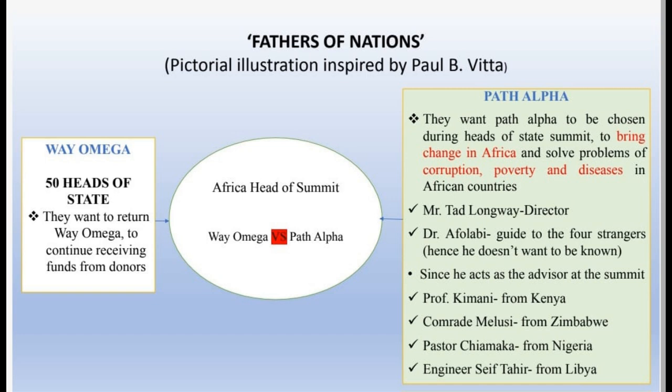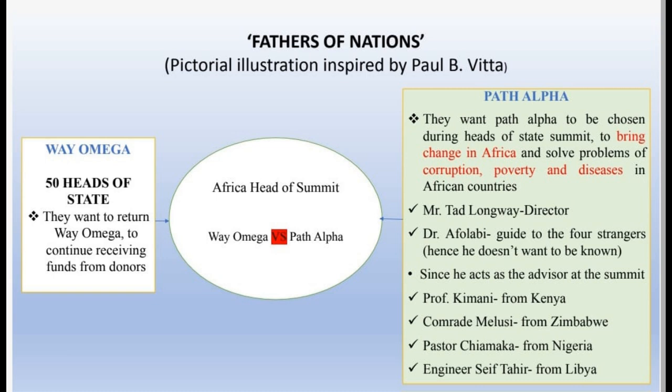Now, for the four characters, as we see in the text, they have all been addressed. We start with Professor Kimani, who is from Kenya. He acts as a senior lecturer, later promoted to be a professor. Comrade Medusi is a citizen of Zimbabwe. Pastor Chiamaka is a pastor from Nigeria. Lastly, we have Engineer Saif Tahil from Libya. They all come in because they want to see whether they can be assisted by the change of this strategy, because they all suffer in the countries they come from.